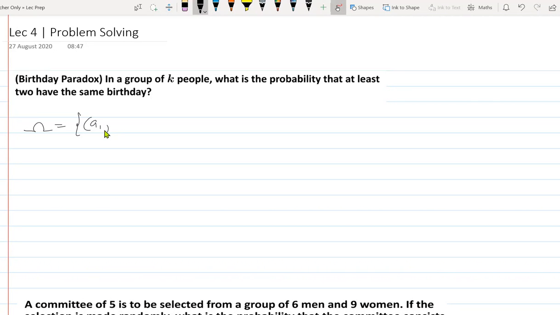There's a second person in the alphabetic order, whose birthday is A2, and similarly there are k people, and each of these Ai belongs to 1 to 365. This is the sample space. Is that clear?